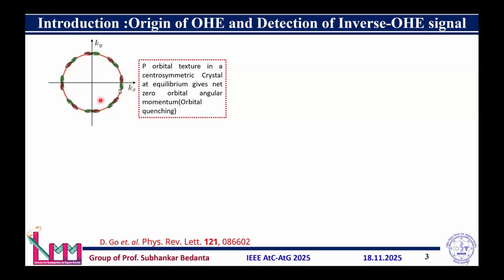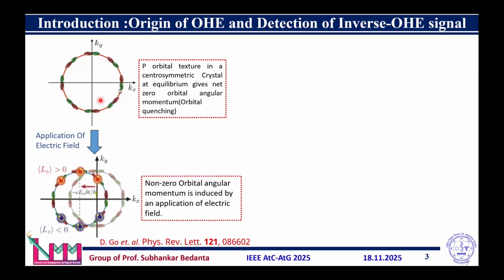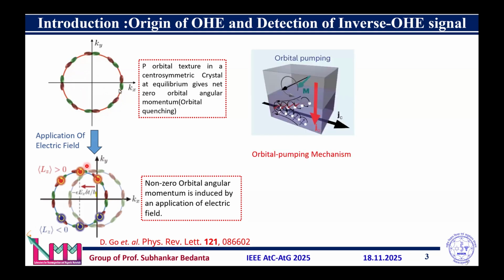That means the orbital angular momentum is quenched, which is what crystal field theory previously held. But what happens when we apply an electric field? We alter the crystal momentum, and this in turn alters the orbital texture and generates a transverse orbital angular momentum. This is the physical mechanism of the generation of the orbital Hall effect.